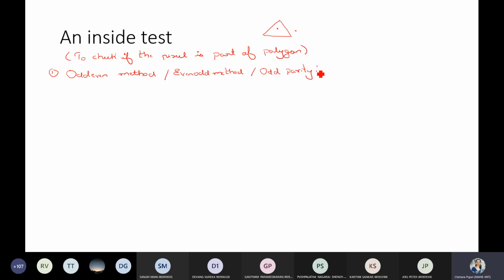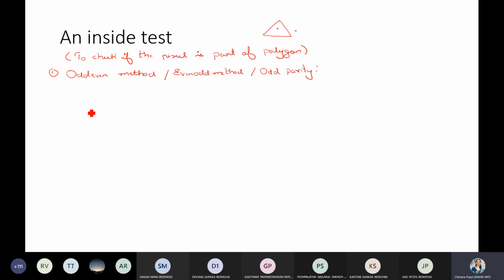Or odd parity. In this case, you are going to construct a line segment between the point in question. Point in question in the sense, the point for which you want to decide whether it lies inside the polygon or outside the polygon. You are going to draw a line segment between the point in question and a point known to be outside the polygon. For a given polygon, you are going to draw a line.